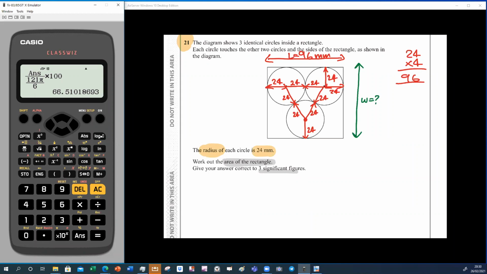So let's have a look at the width. Let's color code it. Let's go for the green. Okay, so we have this height here, and we have this height here. And then we are missing a bit in the middle because we don't know the height of that triangle. So what we're going to have to do is work out this bit here, which is the missing piece. So we're going to have to look at that triangle.